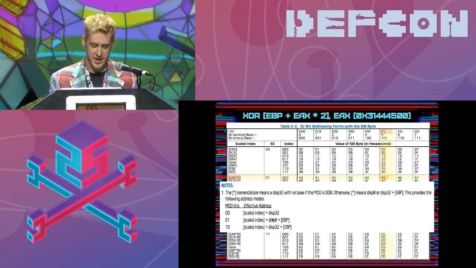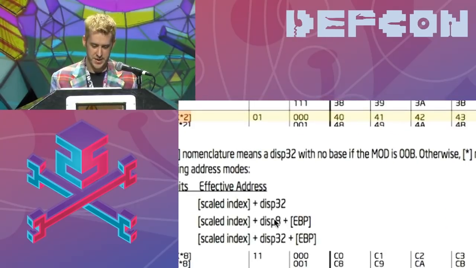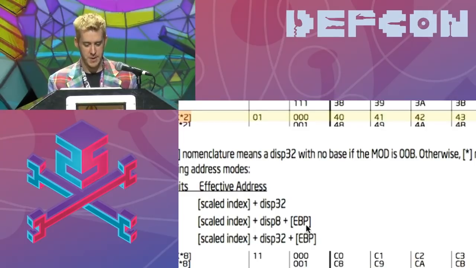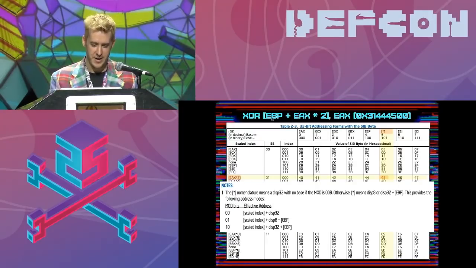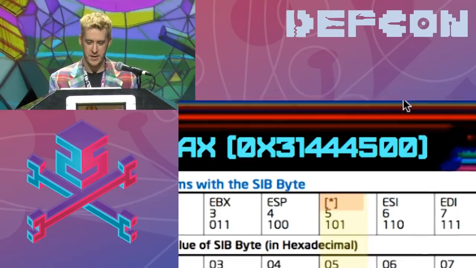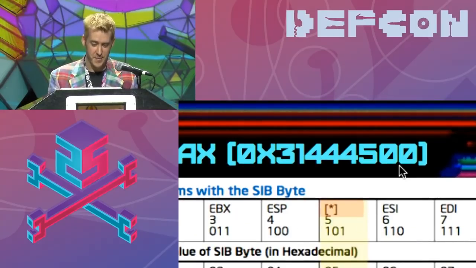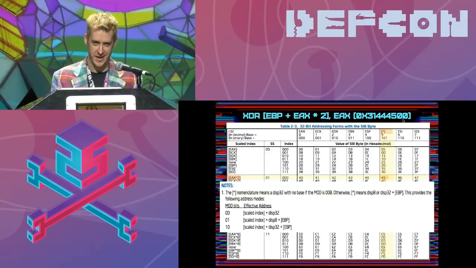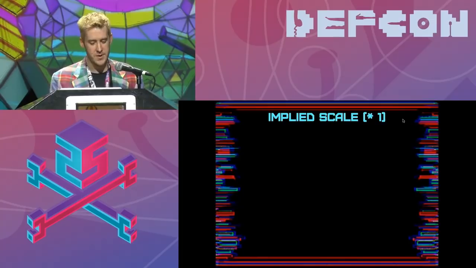So in this case, from the mod RM table, I use the second encoding, which refers to this displacement 8 plus EBP, which is how we get the EBP over here. And it's actually doing a displacement of nothing. That's how an assembler chooses to encode that. It's not straightforward. We're getting into that territory. There's an implied scale of times 1.